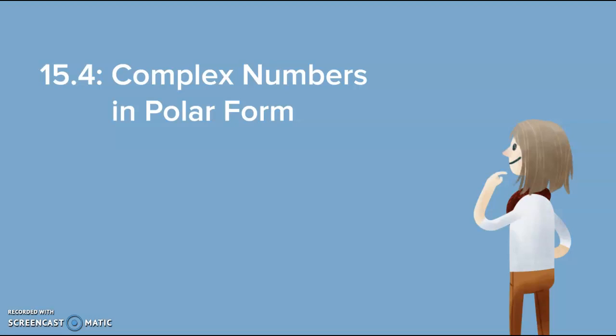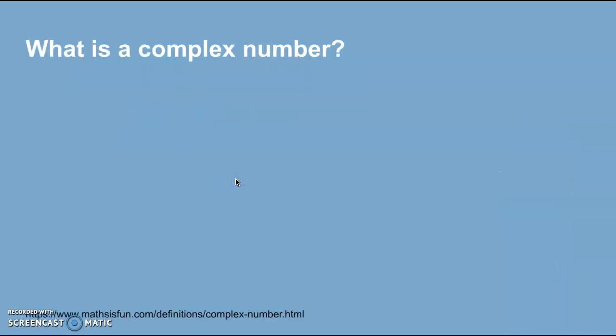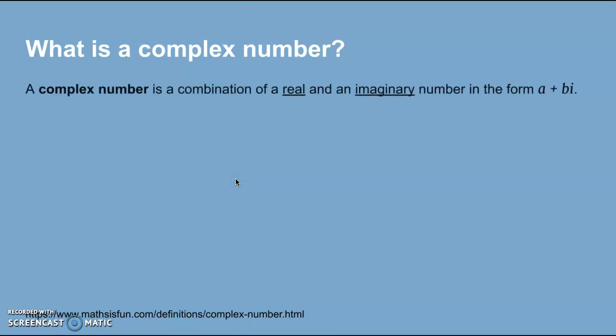In this lesson, you will learn how to convert complex numbers from rectangular to polar form and from polar form into rectangular form. So first off, let's review what a complex number is. A complex number is a combination of a real and an imaginary number in the form a plus bi. A and b are real numbers, and i is the unit imaginary number, which is the square root of -1.